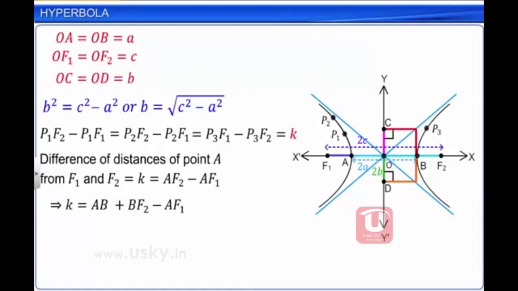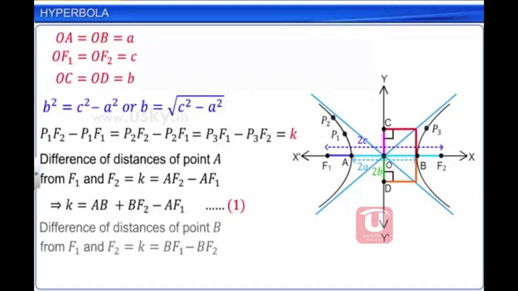Now, consider the other vertex B that lies on the hyperbola. The difference in the distance of point B from the two foci is given by BF1 minus BF2. Since BF1 is equal to AB plus AF1, we get K is equal to AB plus AF1 minus BF2. Let this be equation 2.